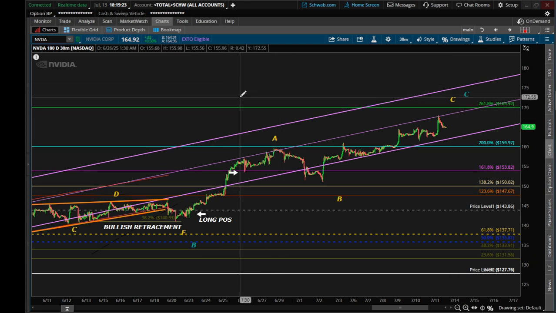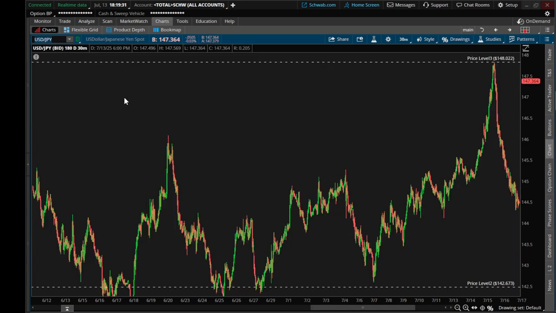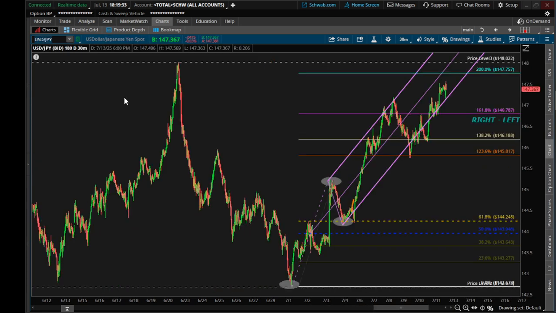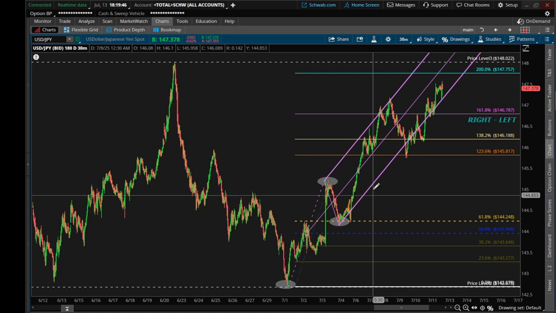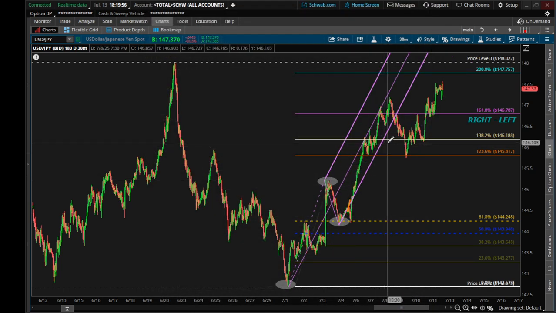So let's go to the US dollar, Japanese yen. We're going to do this on the 30-minute time frame again. Okay, so I've already got some stuff set up here. Let's see, what do I have? Okay, so I picked on this one, I've got the shift, which is middle of the road. Let's look at the standard. I'll show you how this one could have been used.